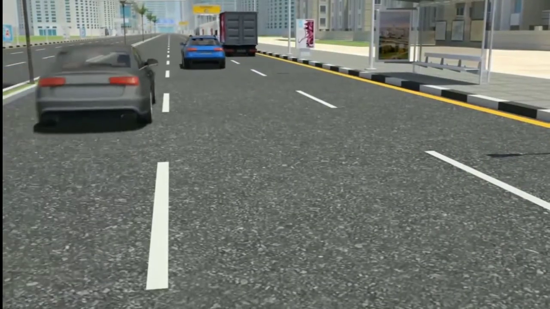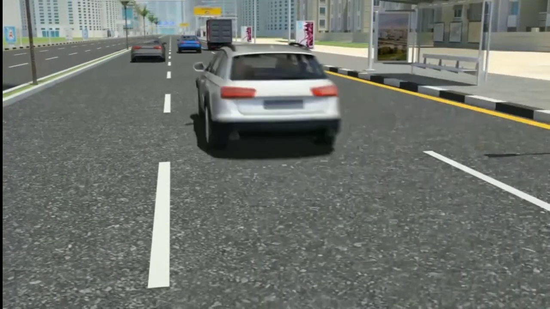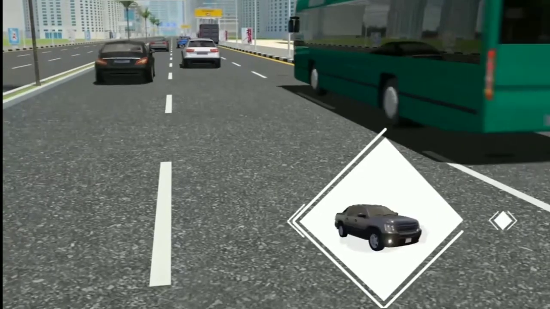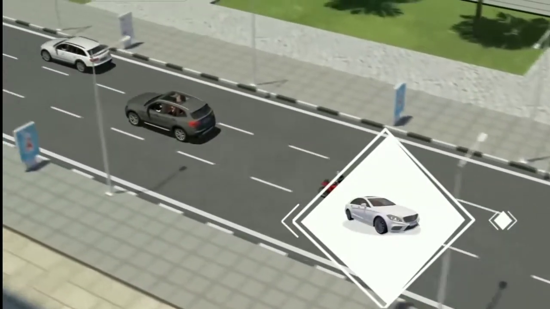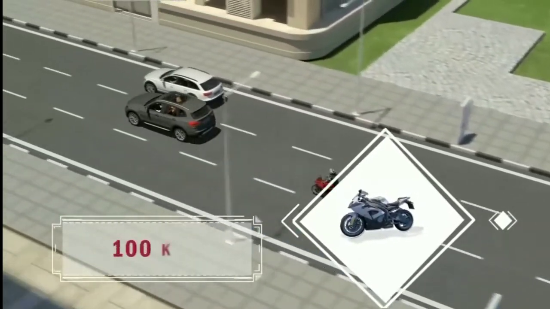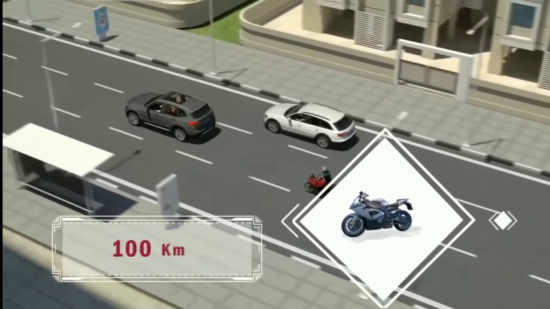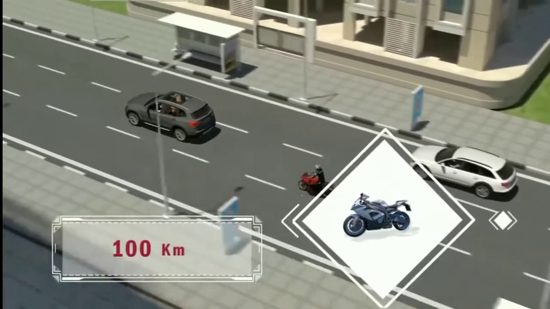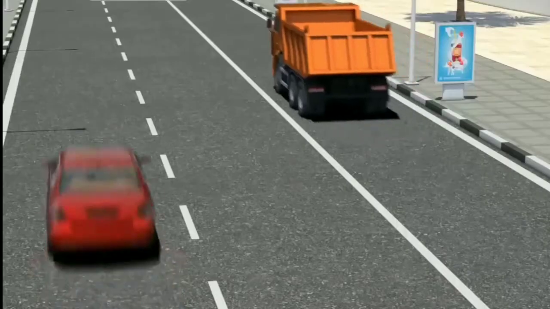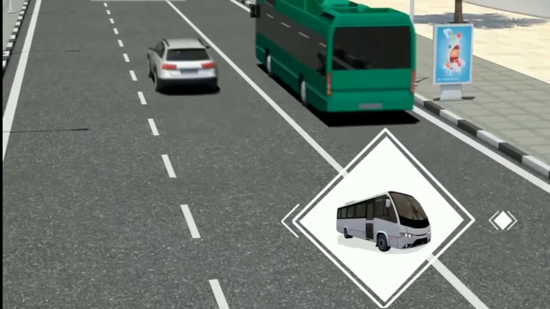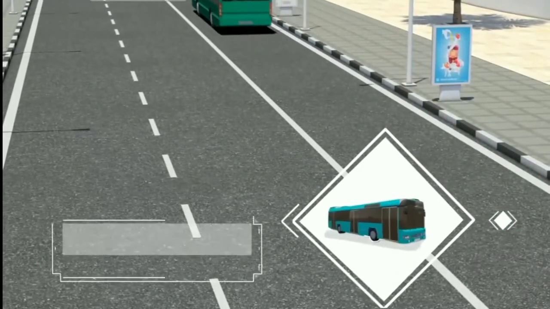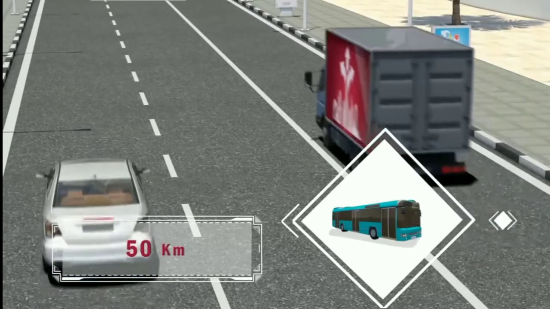Internal roads. The maximum speed limit for passenger cars, taxis, rent cars, tourist cars, and motorcycles on internal roads is 100 km per hour. The maximum speed for other motor vehicles on internal roads is 50 km per hour.